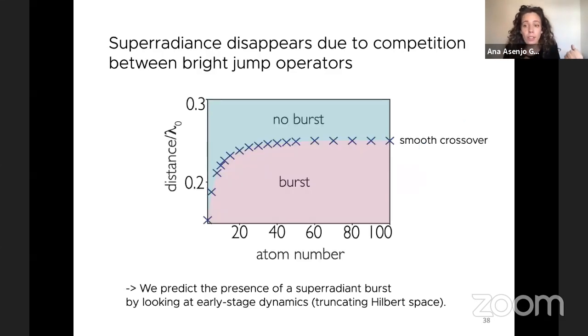And this is what we found. We found a crossover between a region where there is a burst and a region where the burst is lost, as a function of the distance. For this perpendicular polarization, this happens around 0.25. So this is hopefully a distance that people can eventually access in experiments. This gives us predictive power also for looking at other geometries. This has been a controversy for a long time, whether the superradiant burst is going to survive, and maybe it's a good way to look into these problems.